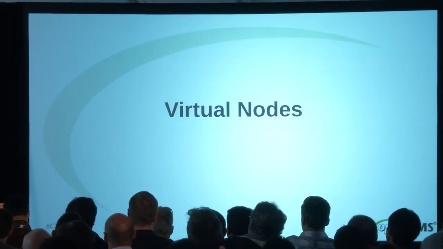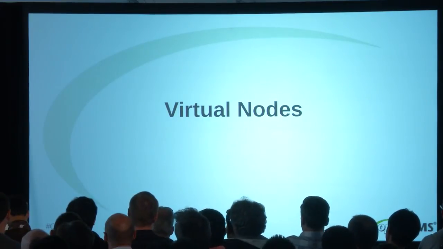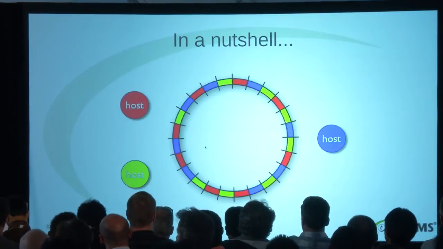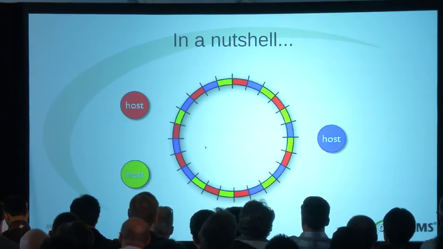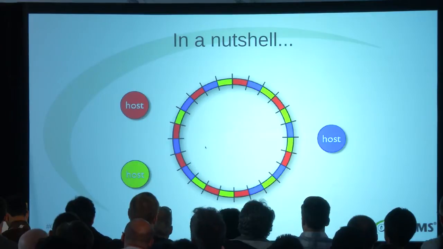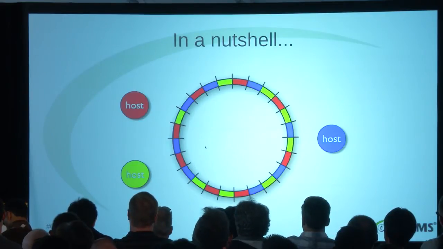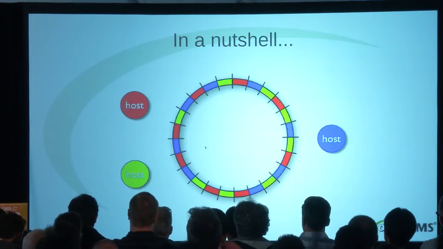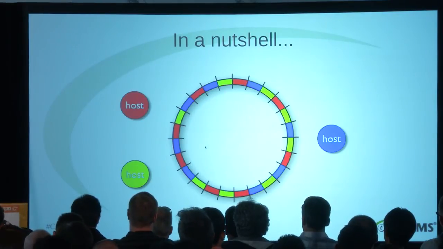So if you haven't figured it out by now, the solution to this is virtual nodes. And virtual nodes, quite simply, is we're breaking that one-to-one relationship between a partition and a node, and we're giving each node many partitions. So we just divide the ring up into many more partitions than we have nodes, and then randomly allocate them to the nodes we have.